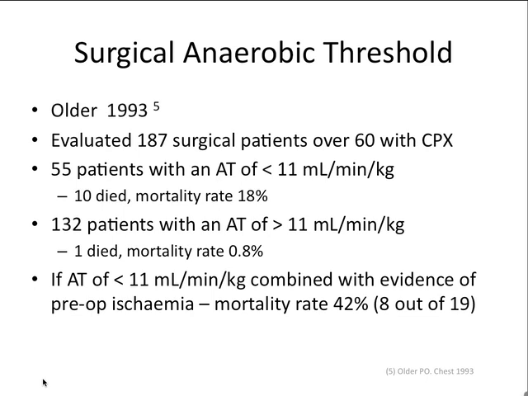132 patients had an anaerobic threshold above 11, only 1 died, and that gives a mortality rate of 0.8%. Now, when he combined this with evidence of preoperative ischemia, the mortality rate went up to 42%.